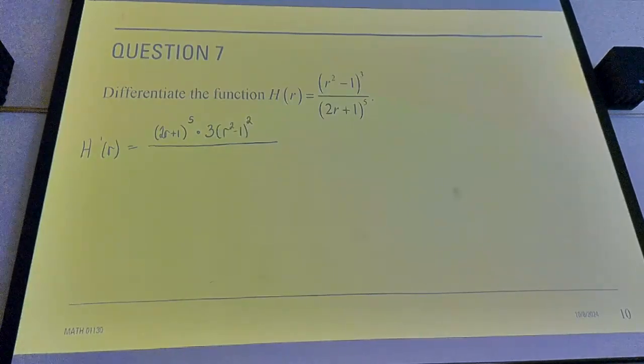Look at the inside. So it's 2. It has a non-unitary derivative, so we have to multiply by it. Times 2r. That was just the first piece. Minus.